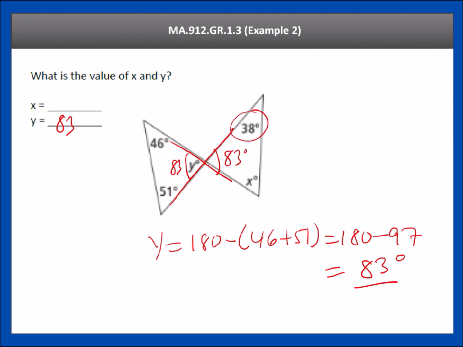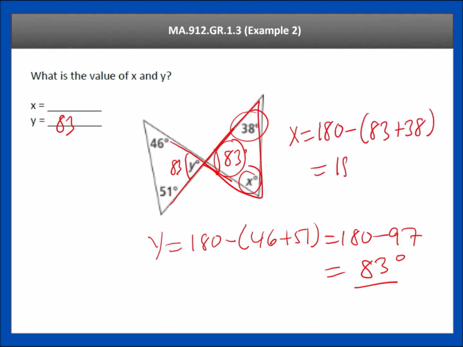And then next, we know that these three angles in this triangle must add up to 180 by the triangle angle sum theorem. So we get 180 minus those two other angles, 83 plus 38, that's 121, and subtract those to get 59 degrees.